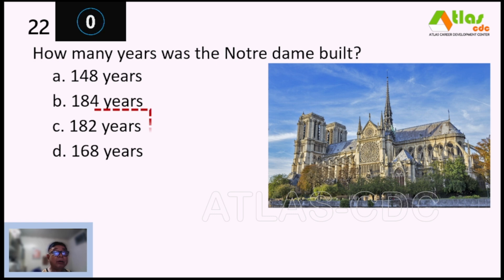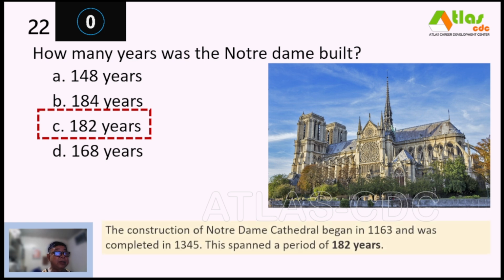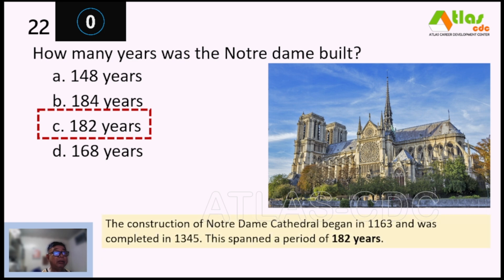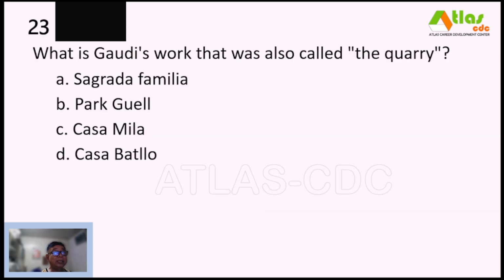And our correct answer is letter C, 182 years. So the construction of the Notre Dame Cathedral began in 1163 and was completed in 1345. This spanned a period of 182 years.